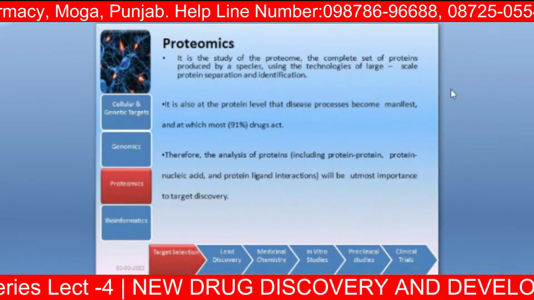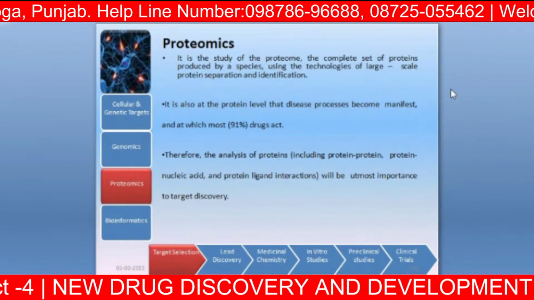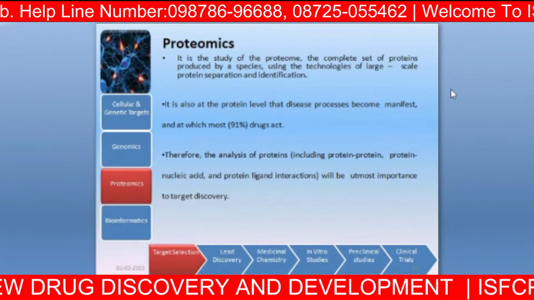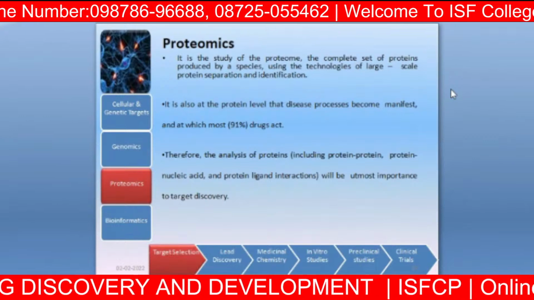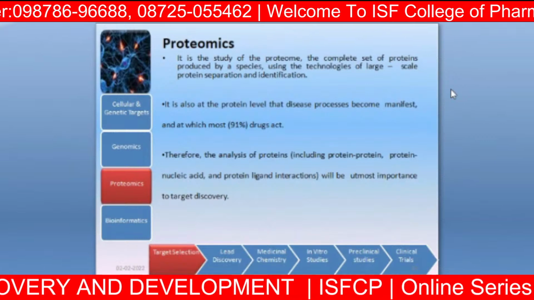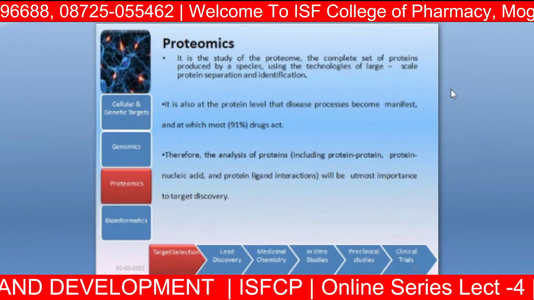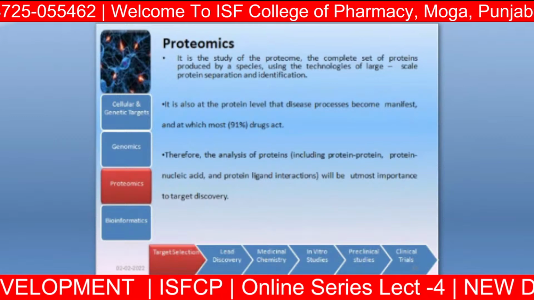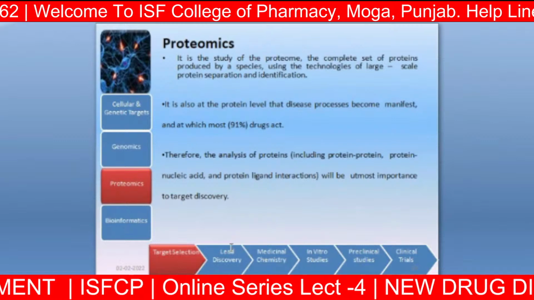Next is proteomics. It is the study of proteomes, the complete set of proteins produced by a specific organism, using technology for large-scale protein separation and modification. As we all know, proteins play an important part within the body. The analysis of proteins, including protein, nucleic acid, and protein-ligand interactions, is most important for target discovery. We are trying to find out, for the specific disease, which types of proteins are involved and how they change within the disease.